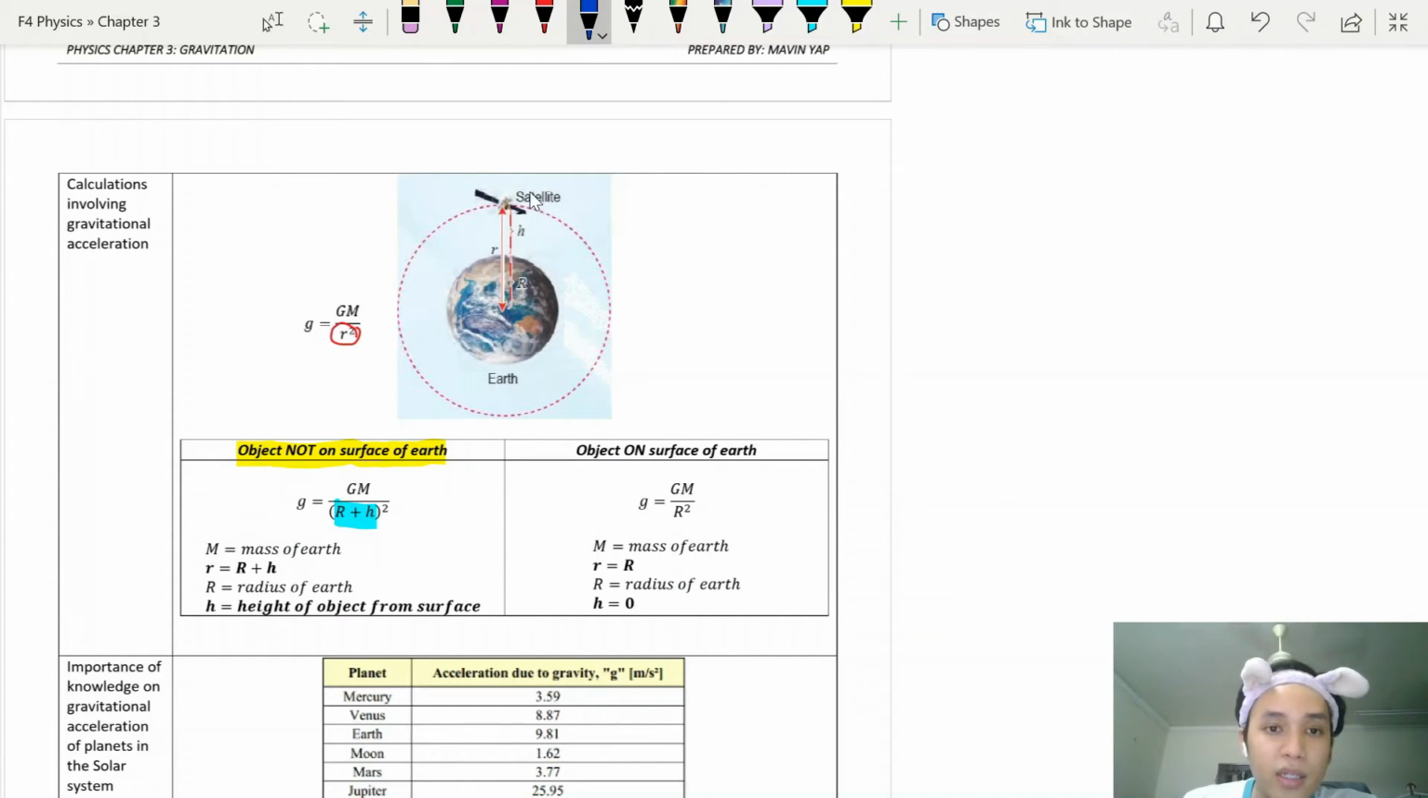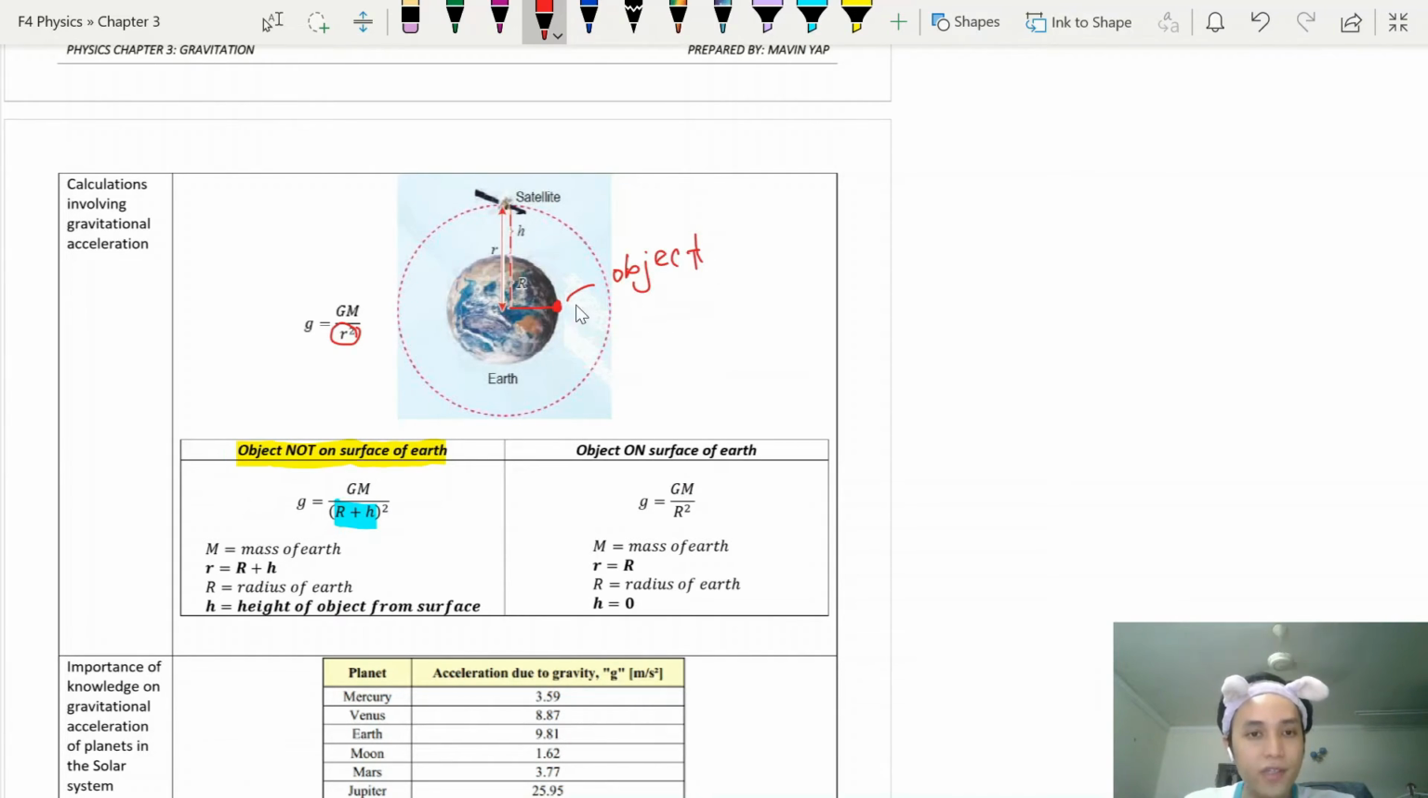Alright, now when the object is on the surface of the Earth, so let's say the satellite now is on the surface of the Earth. Now in this case, if the object is on the surface of the Earth, this one is the object.